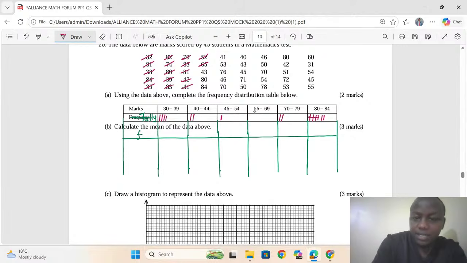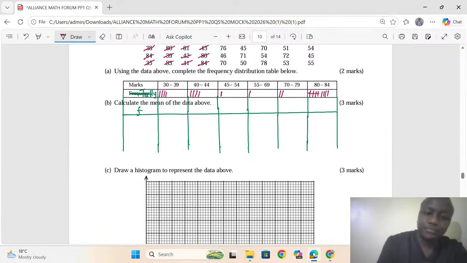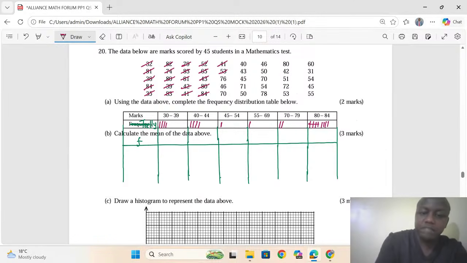65, which class? This one. 43, this one. 80 here. Okay. 84, this class. We go to 41. 41 will belong here. 53, 53 here. 76, this class. 46, this class. 70, this class. 40, that is 40. They are already 4, so we wrap them up.